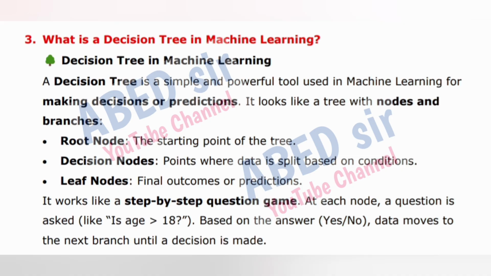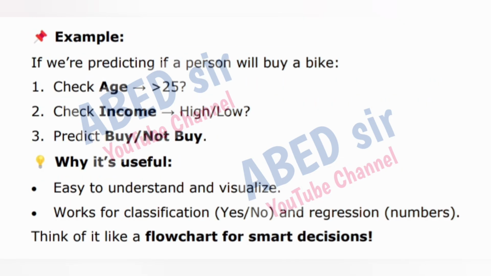It works like a step-by-step question game. At each node, a question is asked, like: is age over 18? Based on the answer, yes or no, data moves to the next branch until a decision is made. Example: predicting if a person will buy a bike. 1. Check age over 25. 2. Check income, high or low. 3. Predict buy or not buy. Why is it useful? It is easy to understand and visualize. It works for classification, yes or no, and regression, numbers. Think of it like a flowchart for smart decisions.